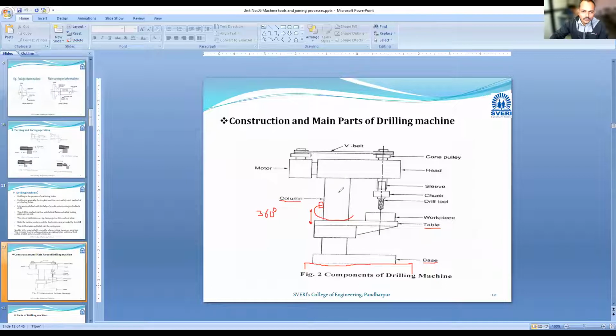On one side of that column, a motor is mounted. On the shaft of the motor, stepped pulleys are mounted. These are the stepped pulleys.